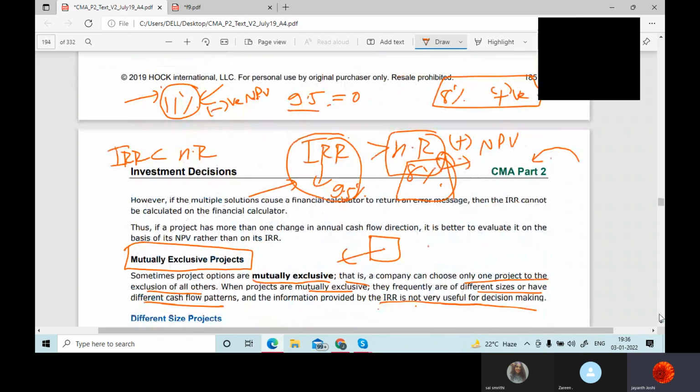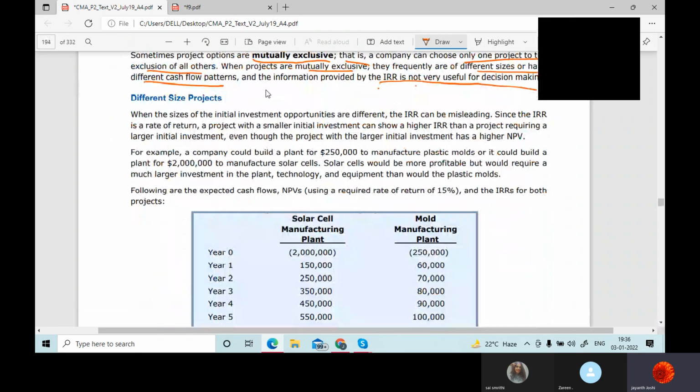See, different size projects: when the sizes of the initial investment opportunities are different. You can see here the project we have taken is a solar cell manufacturing plant. The investment done is 20 lakhs. Here it is a mold manufacturing plant. The investment done is 2,50,000. You can check the difference very clearly. It's a very big project and a very small project.